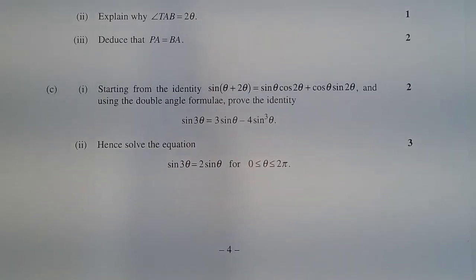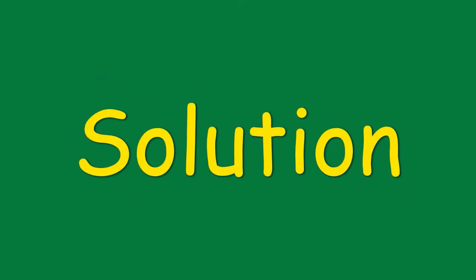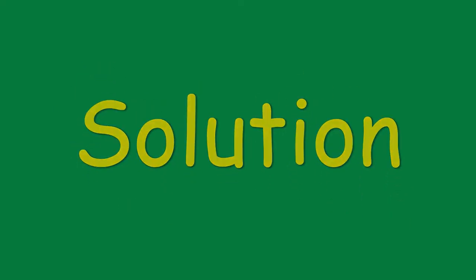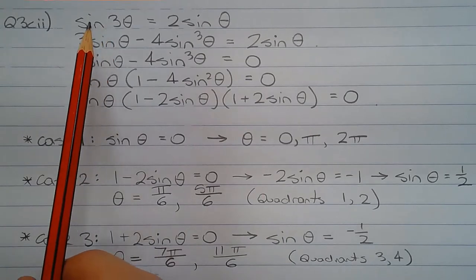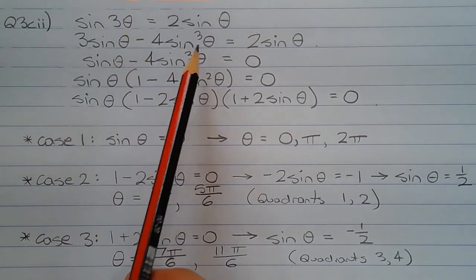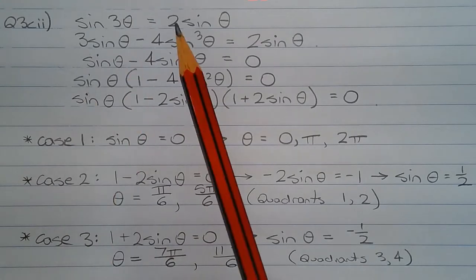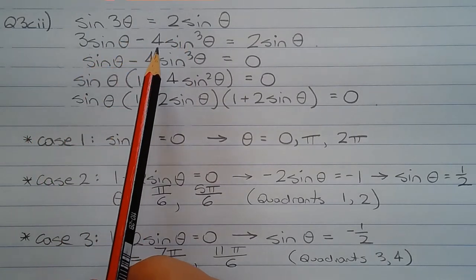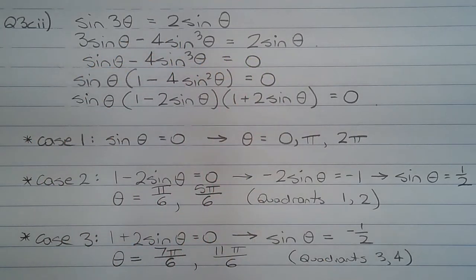Part 2. Hence solve the equation sine 3 theta equals 2 sine theta for theta greater than or equal to 0 and less than or equal to 2 pi. Starting with the equation sine 3 theta equals 2 sine theta, we can apply the identity from part 1 to replace sine 3 theta with 3 sine theta minus 4 sine cubed theta. So the equation becomes 3 sine theta minus 4 sine cubed theta equals 2 sine theta.